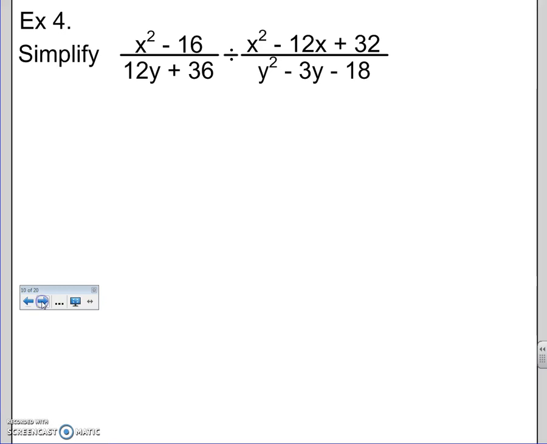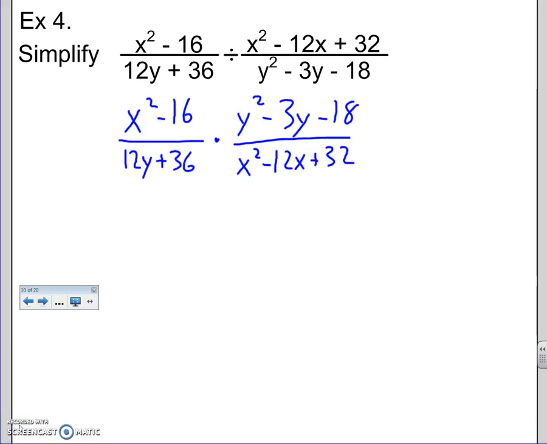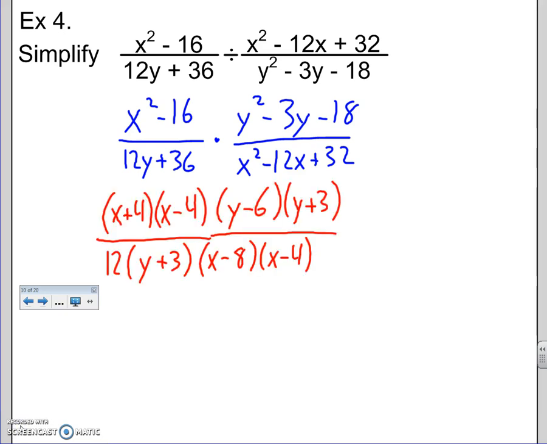Alright. This last one, same idea. I'm going to flip it first. So I flipped the second fraction. I made it a multiplication. Then I'm going to factor each part. I did the difference of squares for the top left, x method for the top right. I did GCF for the bottom left, and then x method for the bottom right.